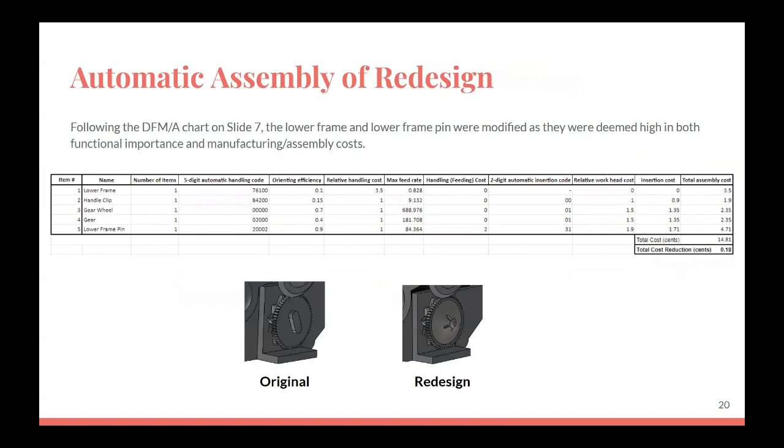For the redesign, in accordance with the DfM chart on slide 7, the lower frame and lower frame pin were both modified as shown in the images below the table. With these modifications, the total assembly cost of the subassembly was 14.81 cents. This results in a cost reduction of 0.18 cents per can opener manufactured. While this may seem negligible, during mass production, small reductions like this can still be very beneficial as they add up over time. Additionally, the changes made to the lower frame pin and lower frame reduce costs elsewhere outside of this subassembly, thus this result does not fully represent the entire cost reduction.